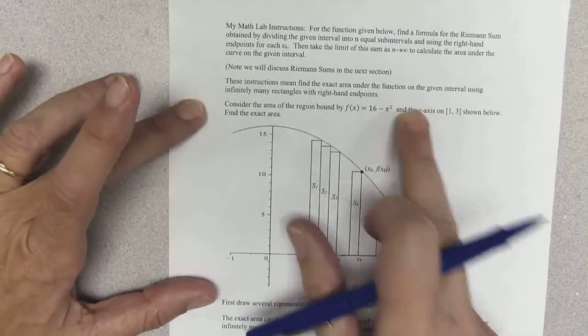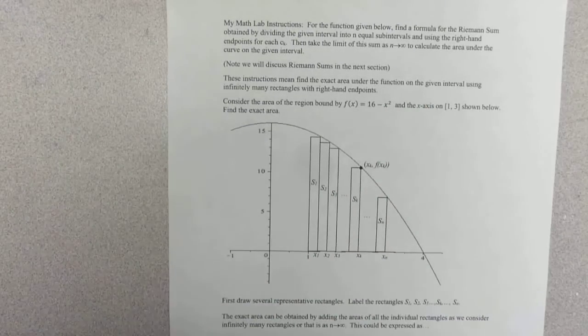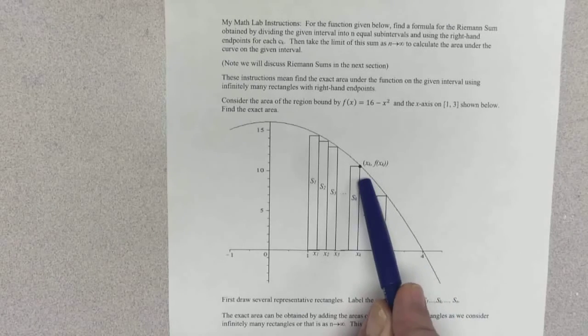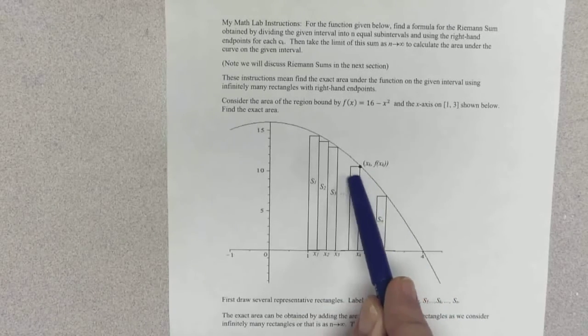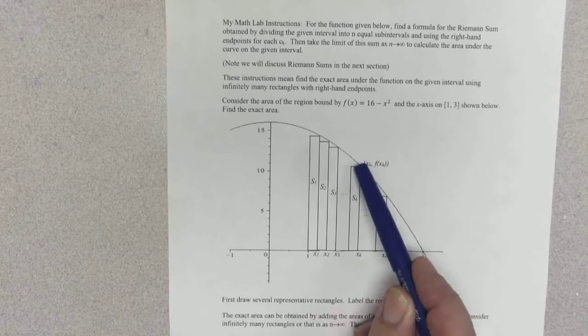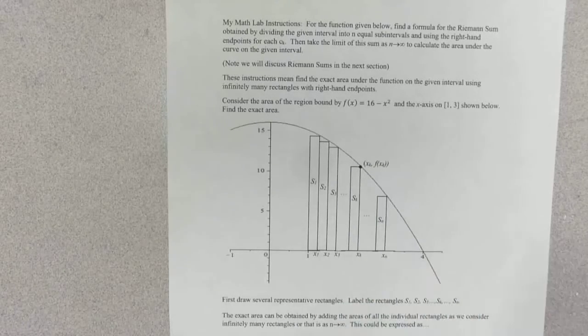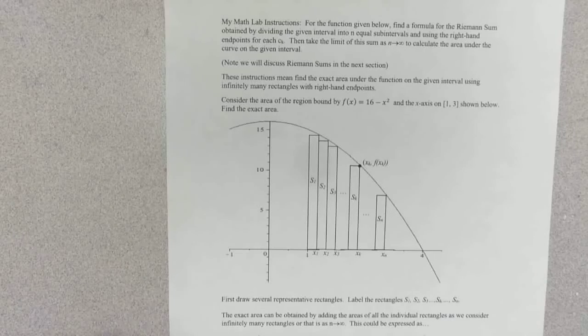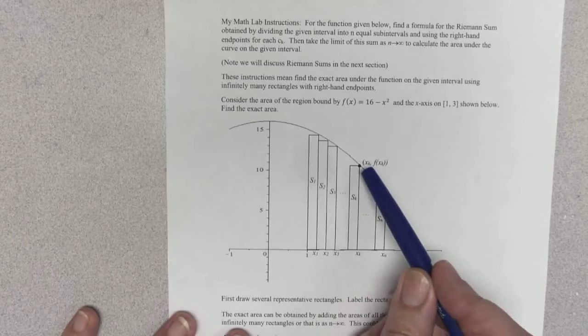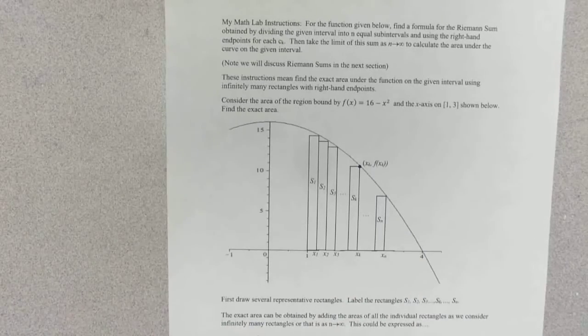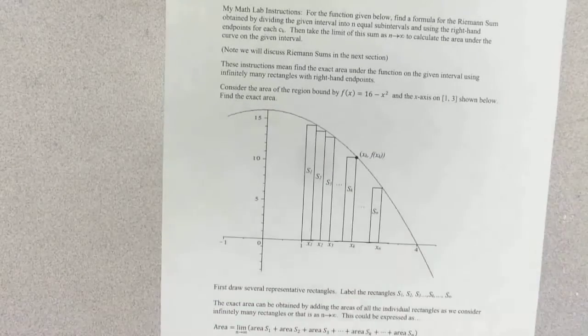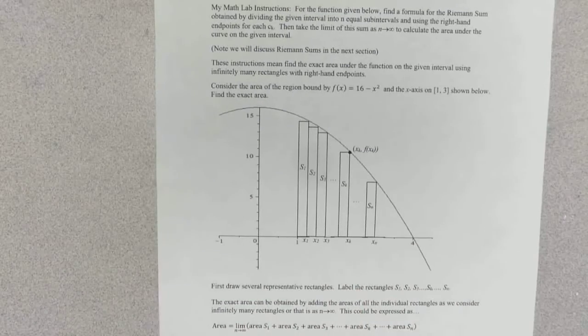Okay, so what the instructions mean. These instructions mean find the exact area under the function on the given interval using infinitely many rectangles with right-hand endpoints. Now, all we mean by right-hand endpoints is that the curve will meet each rectangle on the right side of the rectangle. That's all we mean by right-hand endpoints. So, we have the same region that we did before.